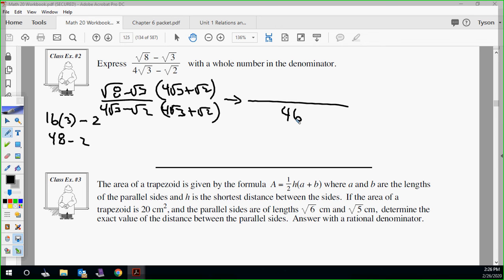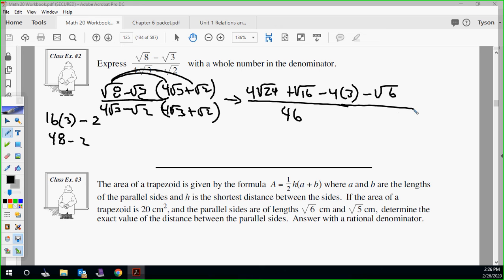And now we're going to do the top. So the top, root 8 times 4 root 3, that's going to be 4 root 24. Root 8 times root 2, that's going to be root 16. I like that. Negative root 3 times 4 root 3, I like that. That's a negative 4 times 3, because the root 3's go away. And then negative root 3 times root 2 is negative root 6. So this is where we're at.